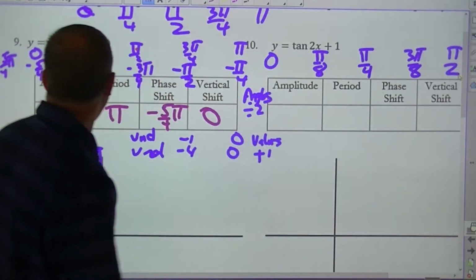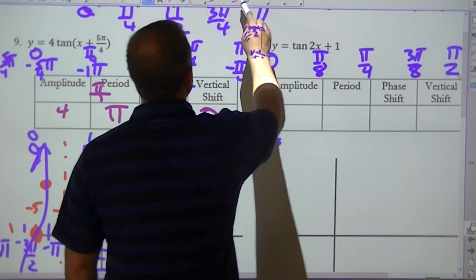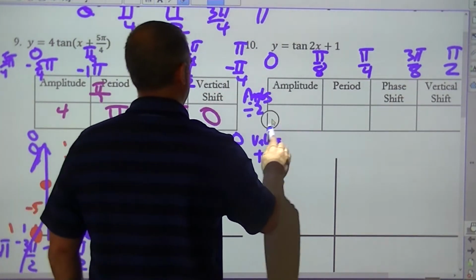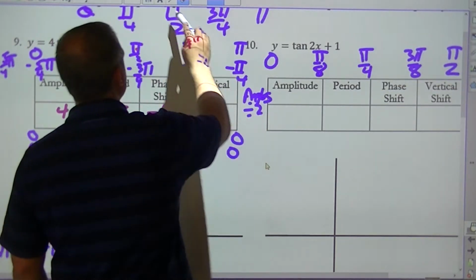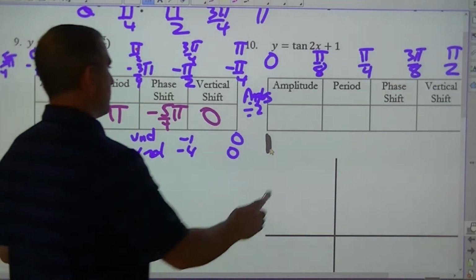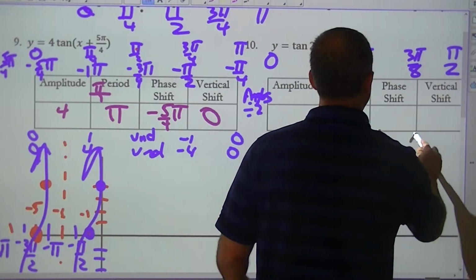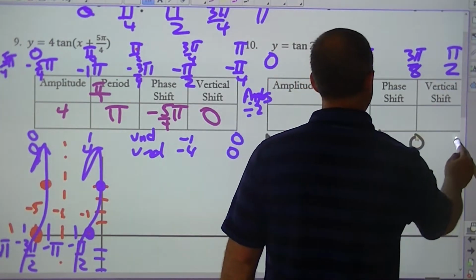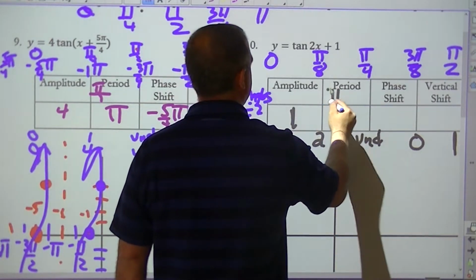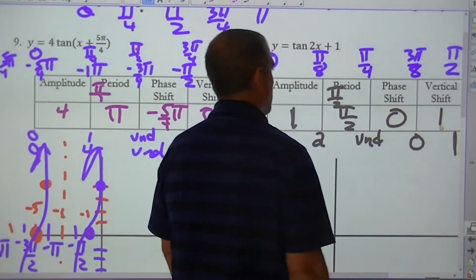With my values, I'm going to add 1. So this value here would be 1. I add 1 to this, I get 2. This would still be undefined. If I add 1 to that, it would be 0. And if I add 1 to this, it would be 1. The amplitude here would be 1. The period would be pi divided by 2, which would be pi over 2. There is no phase shift. Vertical shift is 1.